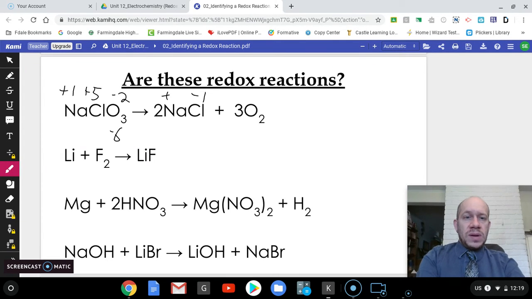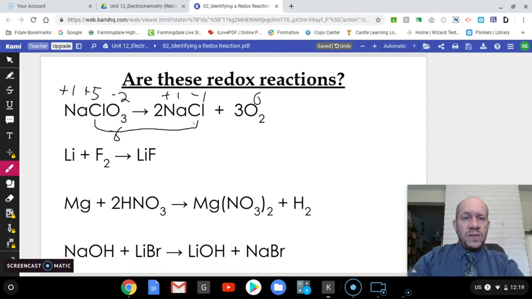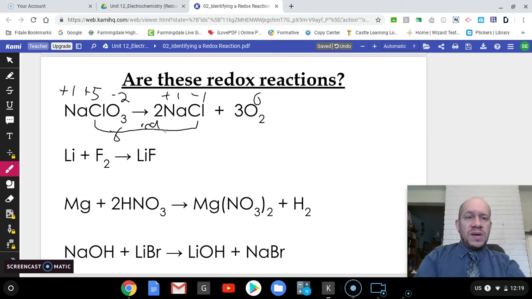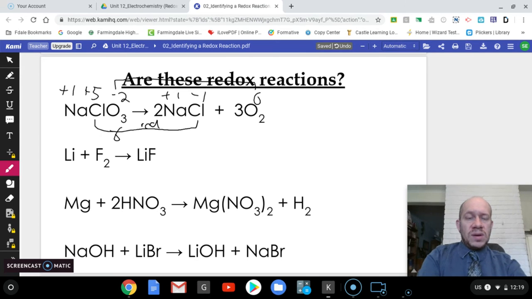-1, +1, and 0. So I see a change in chlorine and oxygen. Chlorine is going from +5 to -1, therefore it's being reduced. And oxygen is going from a -2 to a 0, therefore it's being oxidized. So yes.